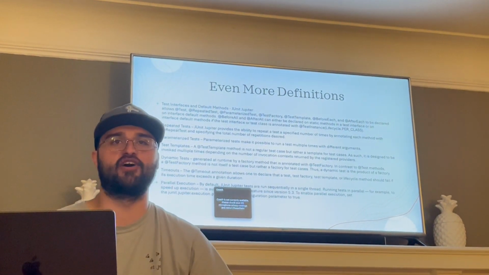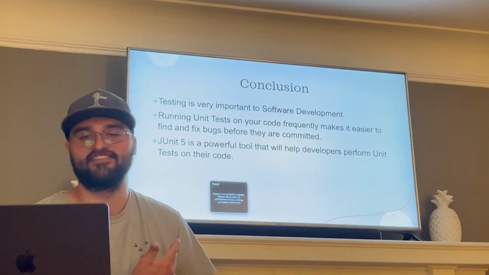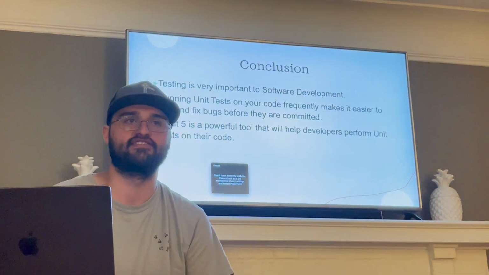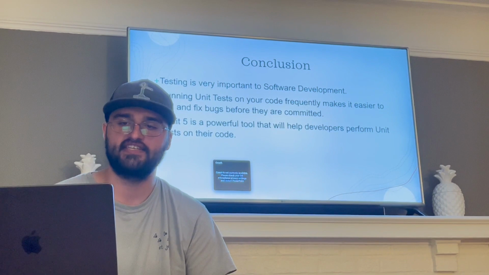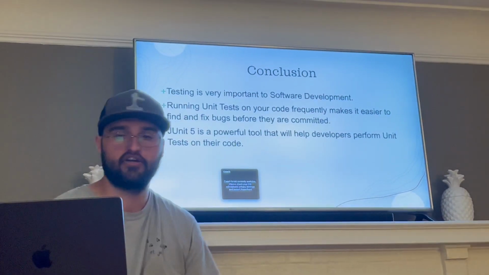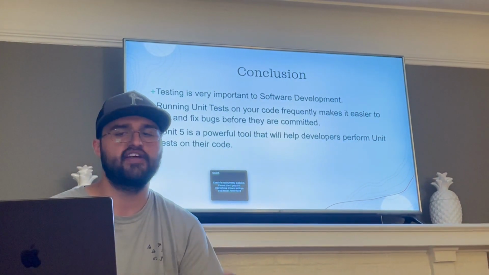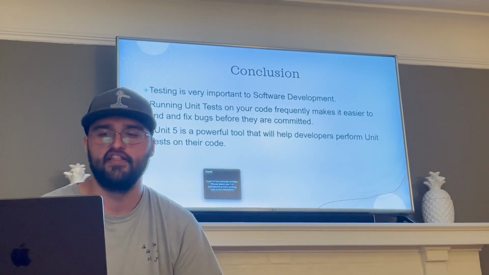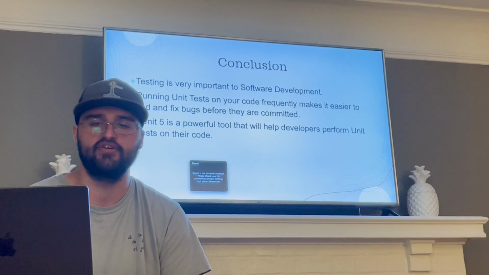Now the moment we've all been waiting for, the conclusion. Testing is very important to software development. Running unit tests on your code frequently makes it easier to find and fix bugs before they are committed. JUnit 5 is a powerful tool that will help developers perform unit tests on their code.